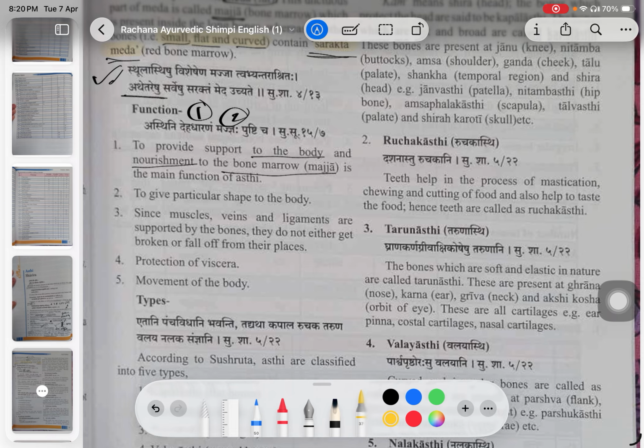All right. It also gives a particular shape to the body by forming the skeleton. Since muscles get attached to the bones, veins and ligaments are supported by the bones, they do not either get broken or fall from their places. So all the body structure is due to the asthi. Protection of viscera, movement of the body. All right. So it protects the vital organs and helps in movement.